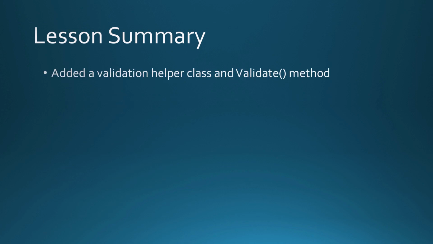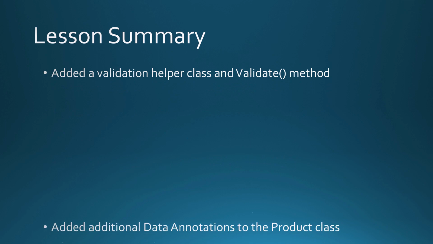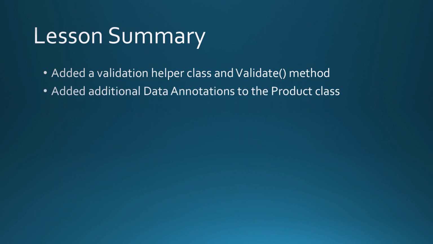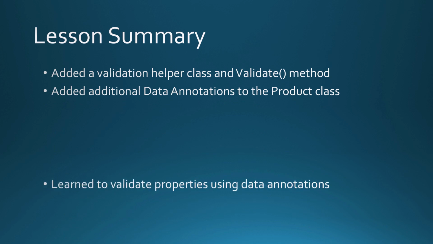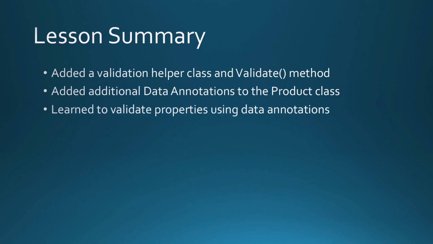In this lesson, we added a validation helper class and a validate method. This is just a generic method that we can call from anywhere. We then added some additional data annotations to our product class, and then we learned to call that validate method to validate those properties using our data annotations. Coming up next, create searching methods.